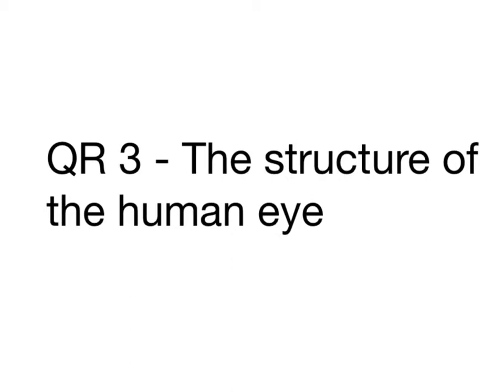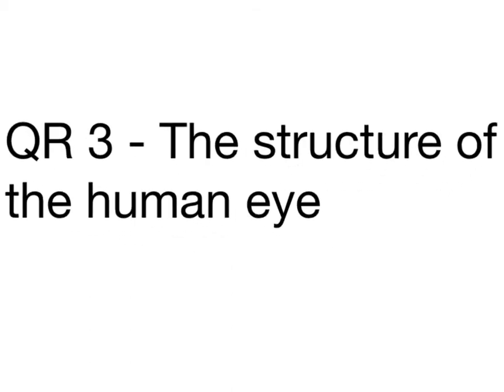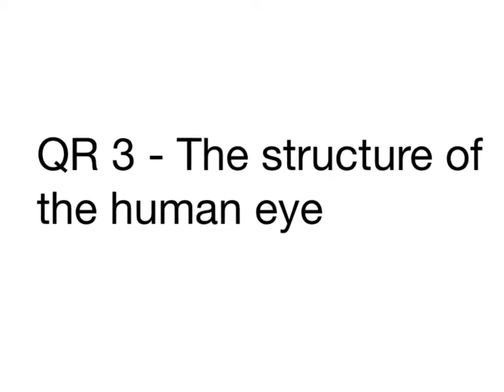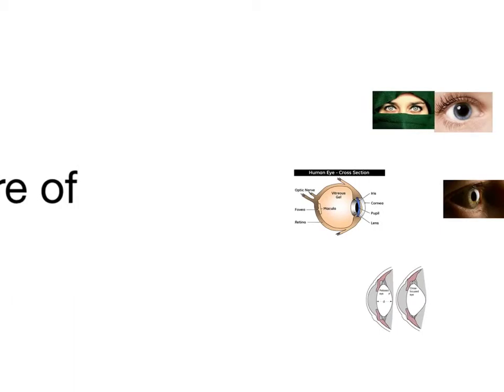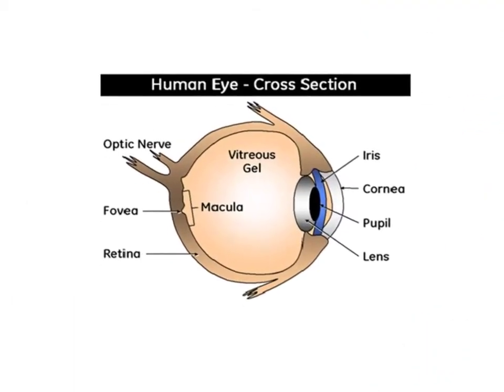Well done for making it to part 3, the structure of the human eye. In order to understand how we can correct eyesight problems, we need to understand how the eye works. Let's look at that now. So, here we have a cross-section of the human eye, with different parts labelled.